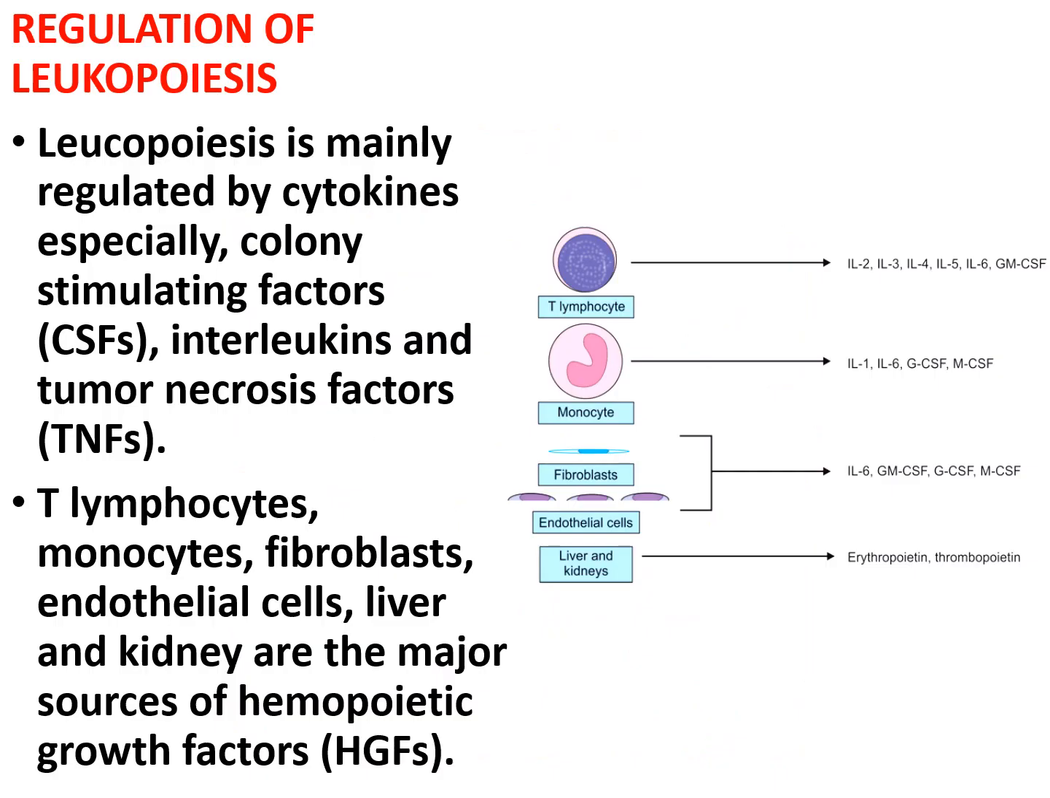Then the regulation of leukopoiesis. Leukopoiesis is mainly regulated by cytokines, especially the colony stimulating factors, interleukins and tumor necrosis factors. T lymphocytes, monocytes, fibroblasts, endothelial cells, liver and kidney are the major sources of the hemopoietic growth factors.